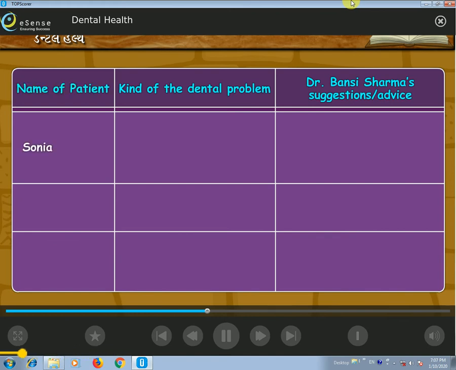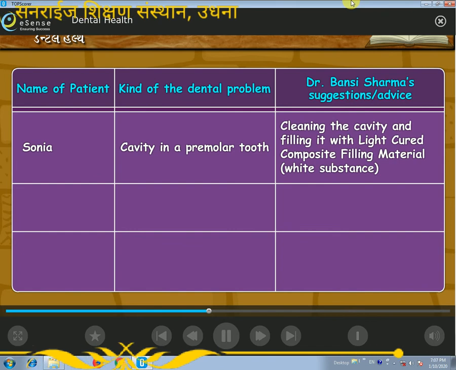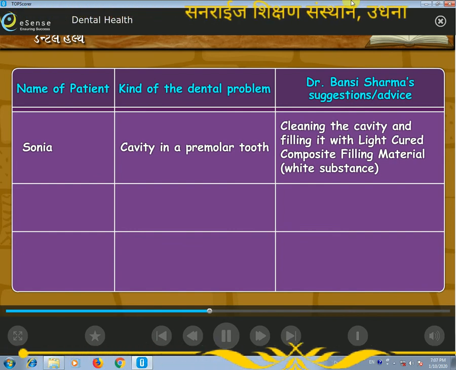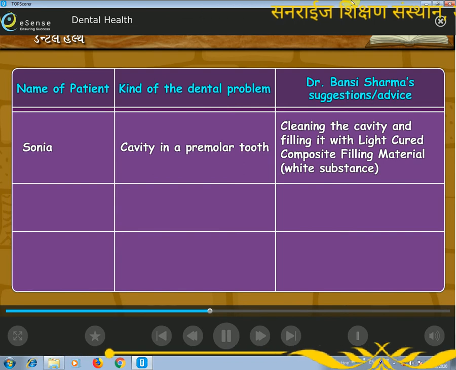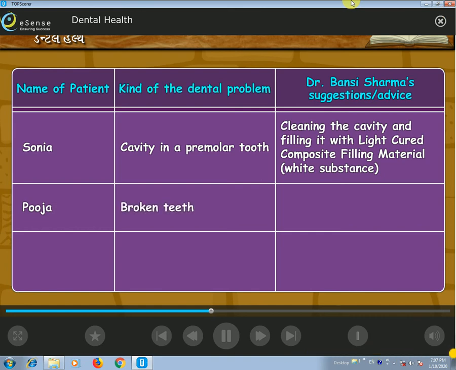Patient: Pooja. Problem: broken teeth. Dr. Bansi Sharma's advice: consult a dentist for restoration of the teeth. Patient: Dhara. Problem: uneven growth of teeth. Dr. Bansi Sharma's advice: consult an orthodontist and fix braces to bring teeth in proper alignment.